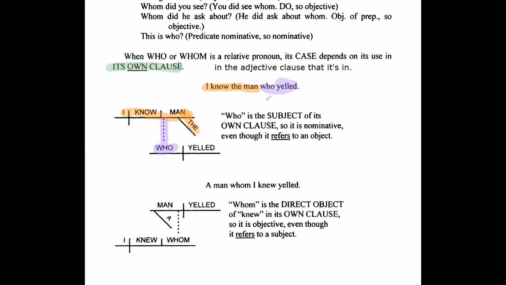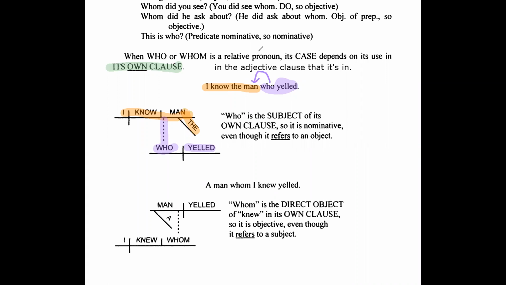Now look, in that adjective clause, who is what? Who is the subject? Who yelled? And so who is a nominative case because it's a subject. Yelled is its verb. Who is the subject of its own clause, so it is nominative, even though it refers to an object. Okay, so if you look, what does who refer to? It refers to man.